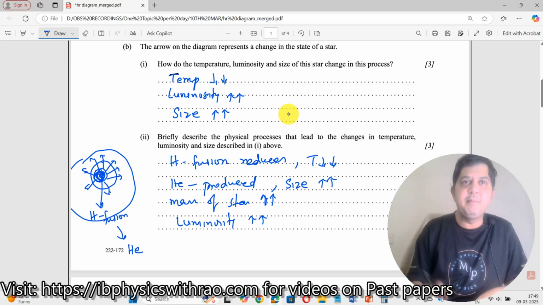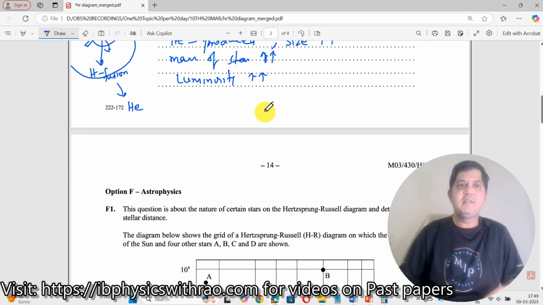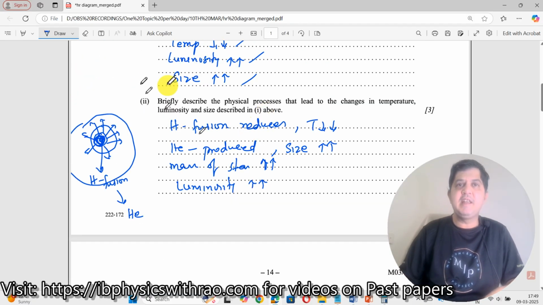Let us look, have we mentioned all this? See, we have seen 1, 2, and 3. All this we have mentioned. Okay. So with this we come to an end to this problem.